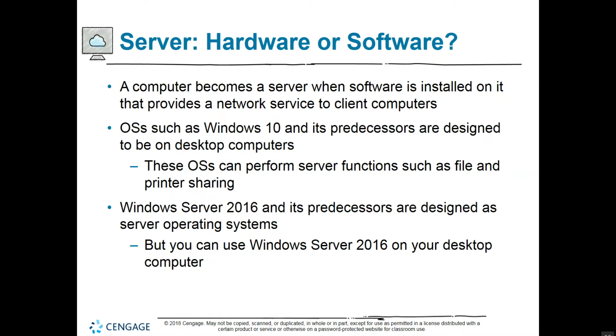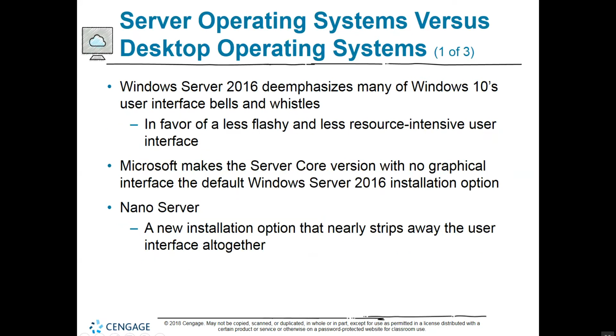OSs such as Windows 10 and its predecessors are designed to be on desktop computers. These operating systems can perform server functions such as file and printer sharing, but they are actually client systems. Windows Server 2016 and its predecessors are designed as server operating systems. But you can use Windows Server 2016 on your desktop computer. It's just a really beefy install.